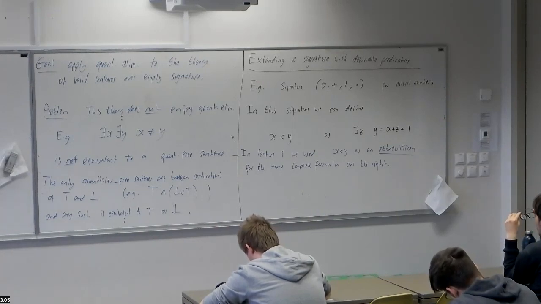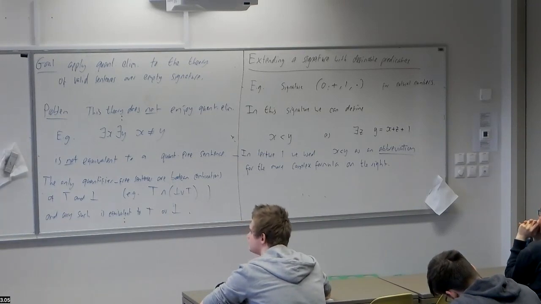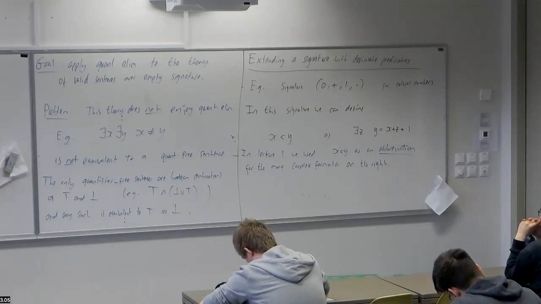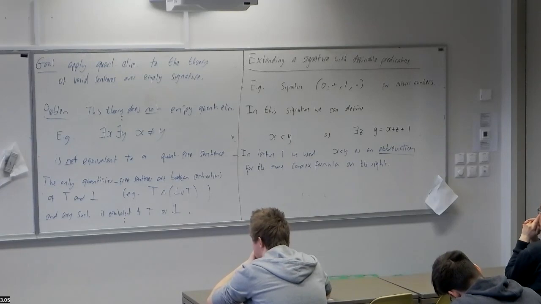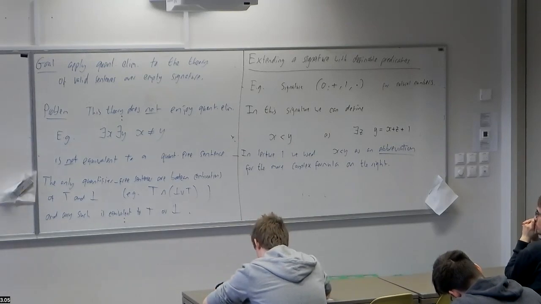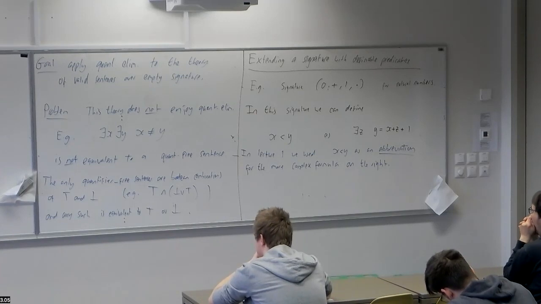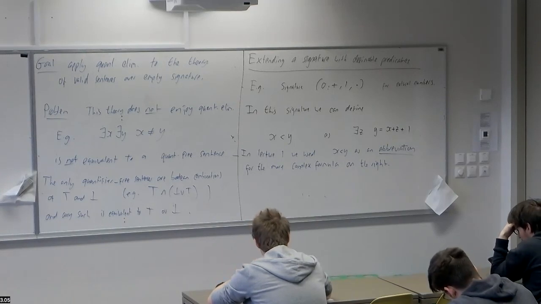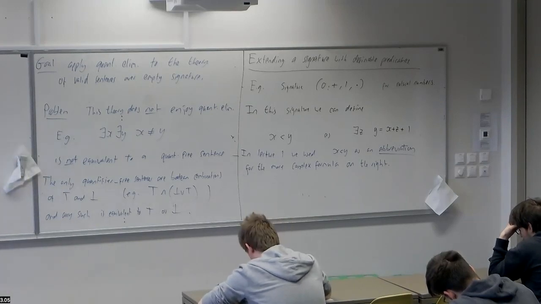So we can choose to extend the signature by adding a new n-ary, n-argument predicate symbol P to the signature, and adding the sentences: for all x1 through to xn, P(x1, ..., xn) holds if and only if A, to the theory.